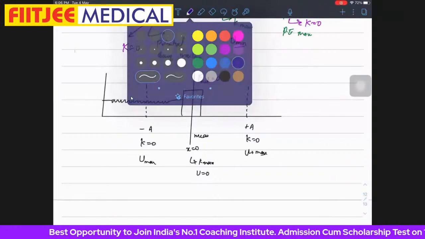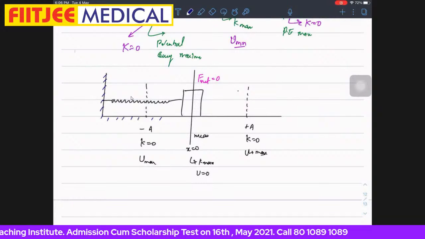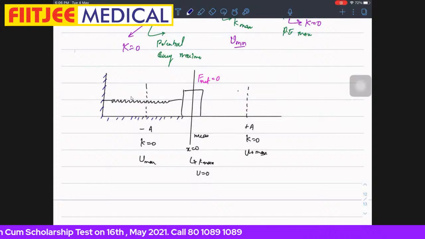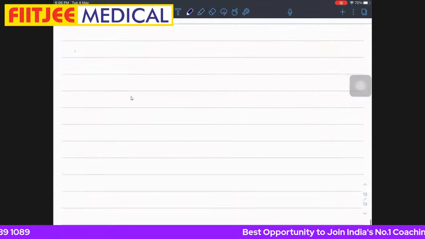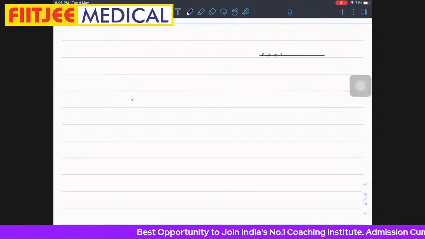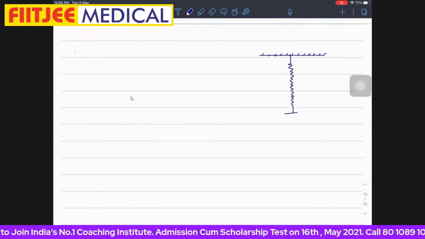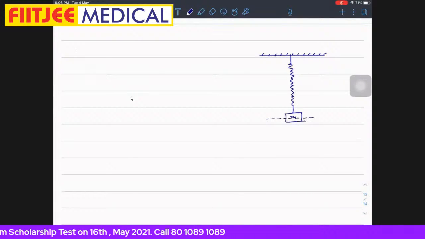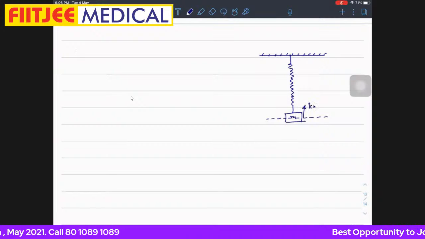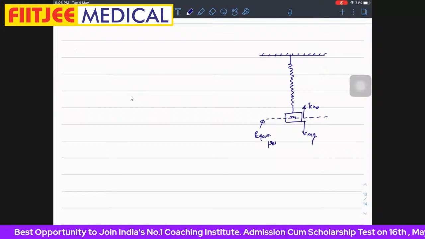But the situation will change if I take the same spring in the vertical position, because in the vertical position gravity would be acting on the spring. So now see, if we take a spring of mass m, due to gravity some extension will be there. So k x naught here will be mg. So you can see that this is the equilibrium position. Equilibrium position or mean position is the point where net force is zero.